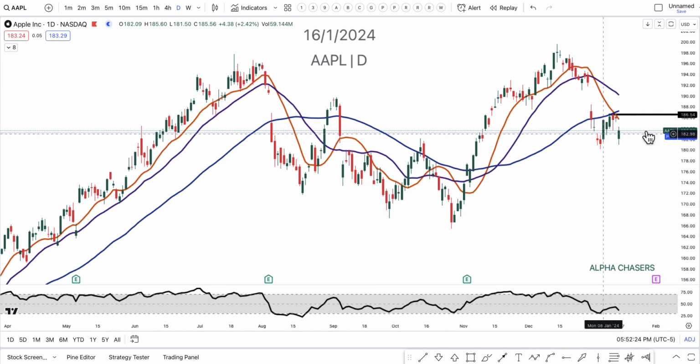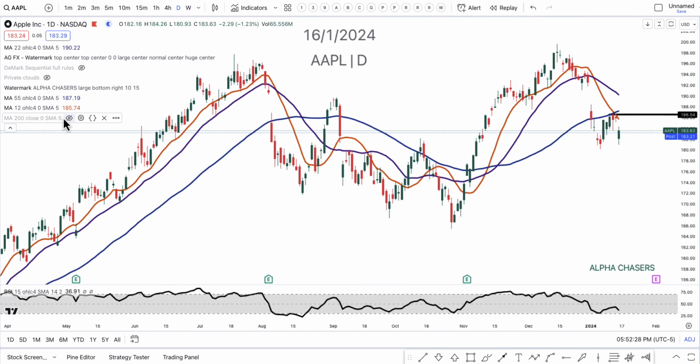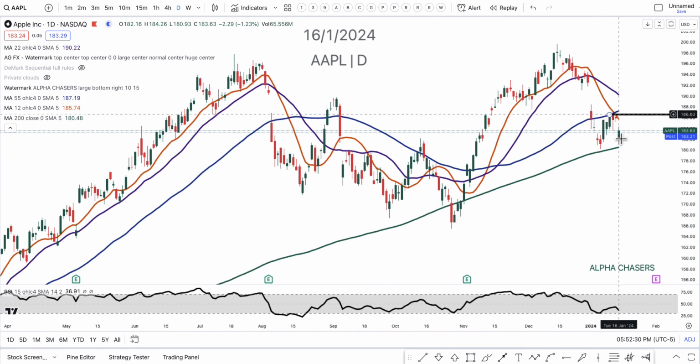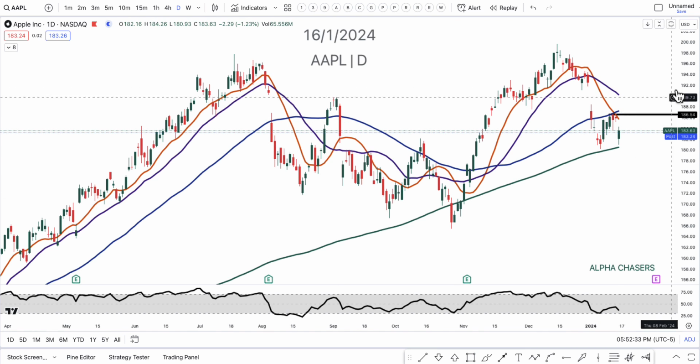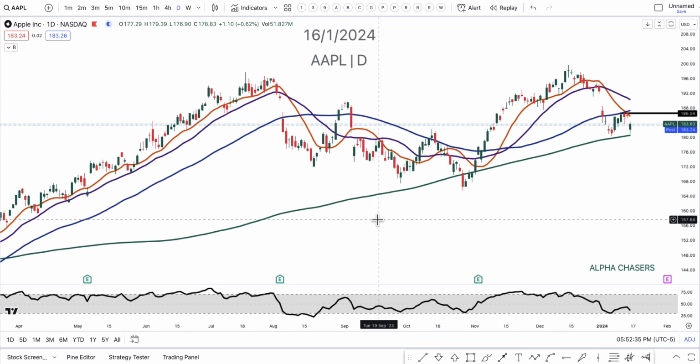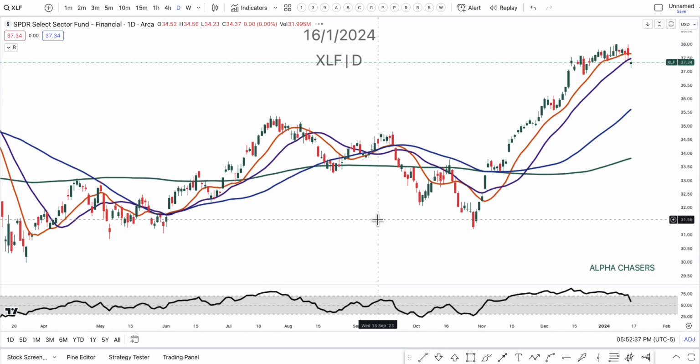All right, so there's Apple, can't get over the 55. So now Apple, 8% of the S&P is below the 55, and we're wedged in between the 22 and the 55. All right, so now you know where we are, right? The larger concern is stuff like this, and this is where I do get concerned.